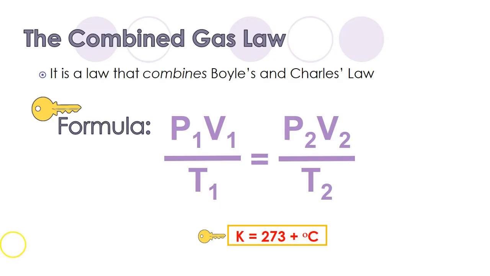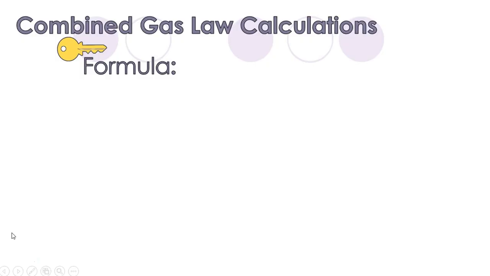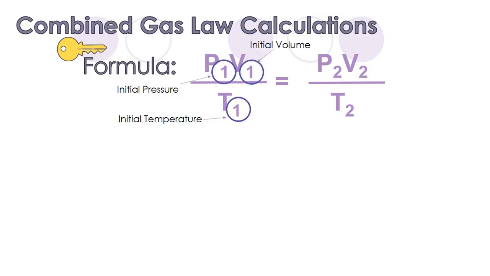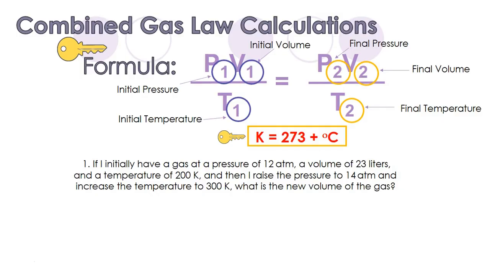Let's take a look at some example problems. So the first thing you want to remember is the formula. P1 multiplied by V1 over T1 equals P2 multiplied by V2 over T2. So our number ones represent our initial pressure, volume, and temperature, and that's going to equal our final pressure, volume, and temperature. If we take a look at our problem, it says if I initially have a gas at a pressure of 12 atm and a volume of 23 liters and a temperature of 200 Kelvin, and then I raise the pressure to 14 atm and increase the temperature to 300 Kelvin, what is the new volume of the gas?